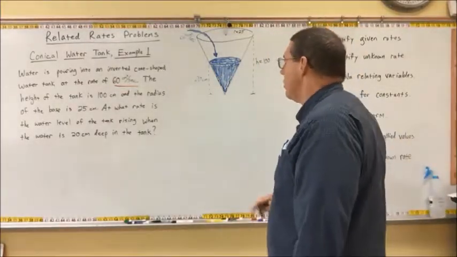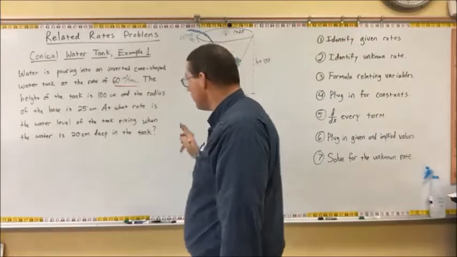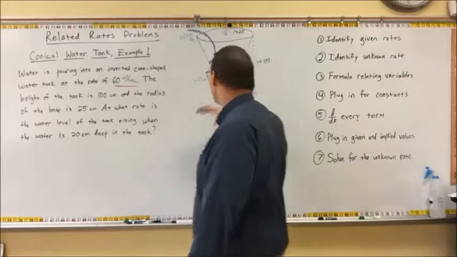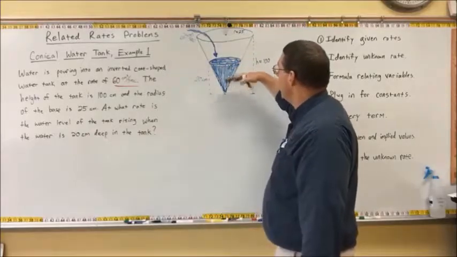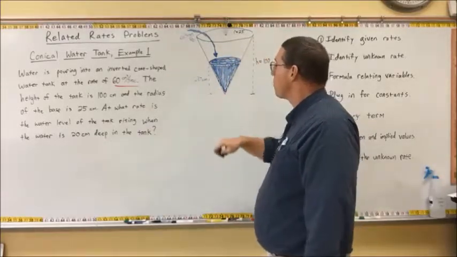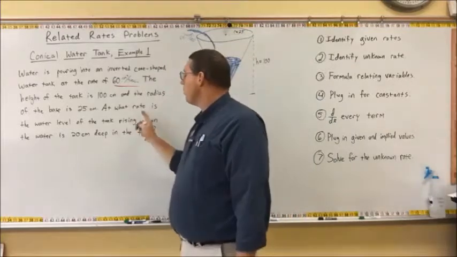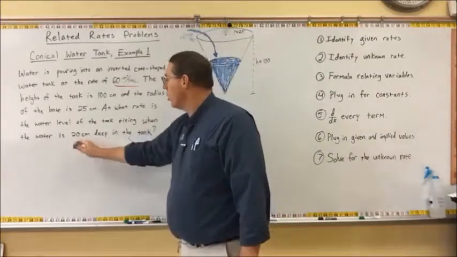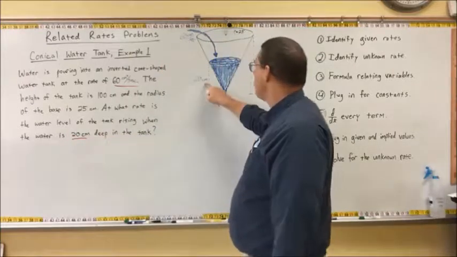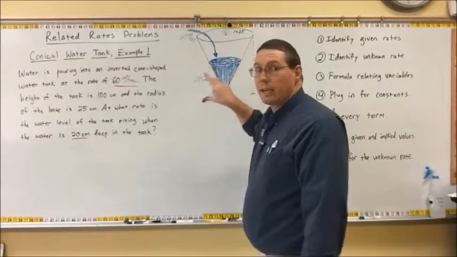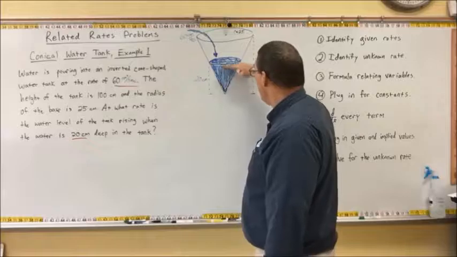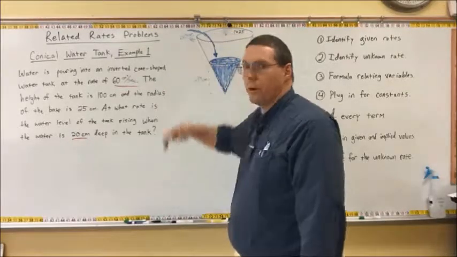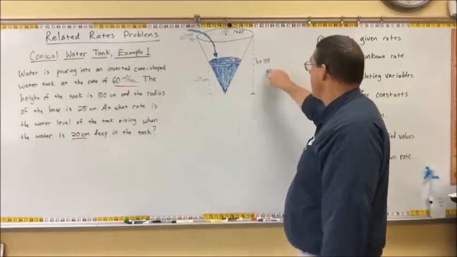And now the question is, at what rate is the water level of the tank rising? Because here's the water in the tank, and it's rising as water pours in, right? At what rate is the water level of the tank rising when the water is 20 centimeters deep? So this 20 centimeters is not constant. The water level is going higher and higher. It's going to go from 20 to 21 to 22 to 23, and it can only go as high as 100.